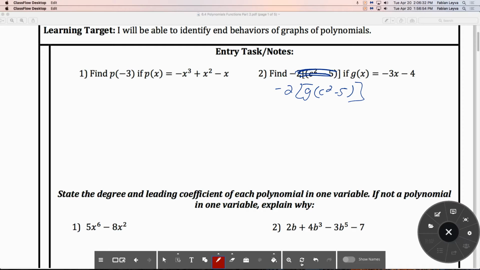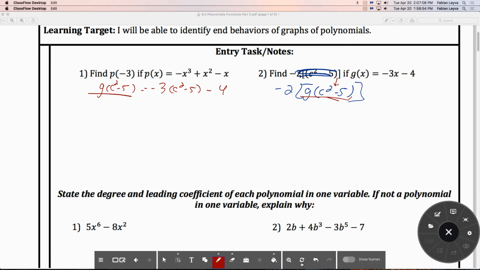Now, the first thing that you need to do when you analyze a problem is understand what they're asking you to do. They're telling you to do -2 times g of whatever c squared is minus 5. So I can clearly see here that I need to evaluate my g function when my input is c squared minus 5. So where's my g function? It is g of x is equal to -3 times x minus 4. And again, what I like to do is just leave open parentheses everywhere I have an x, so I can go back and input whatever my input is, which is c squared minus 5.